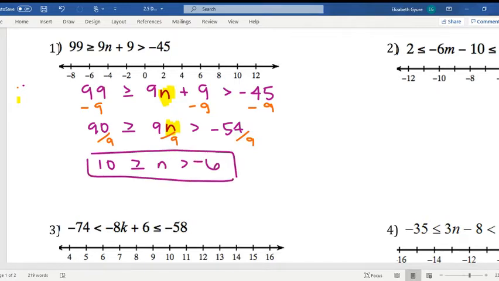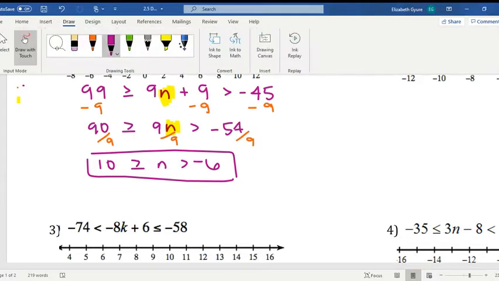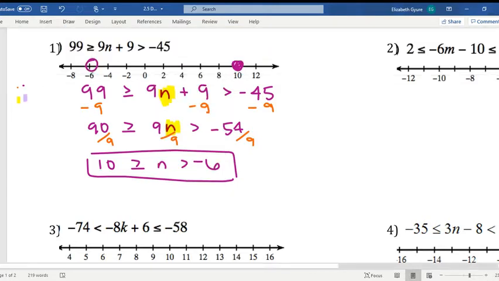That's the answer. Good. So now let's refresh our memory on graphing. Open or closed circle at 10? Closed. Yeah, good, Mason. Closed circle at 10. What about at negative 6? Open. Now this is an and. So where do we shade if it is an and? To the middle. Very good.